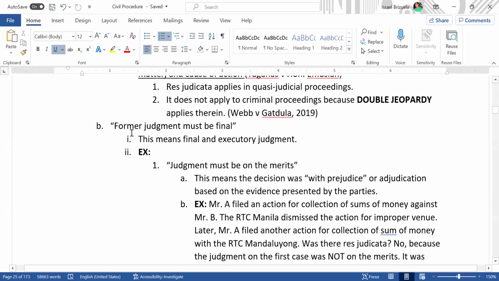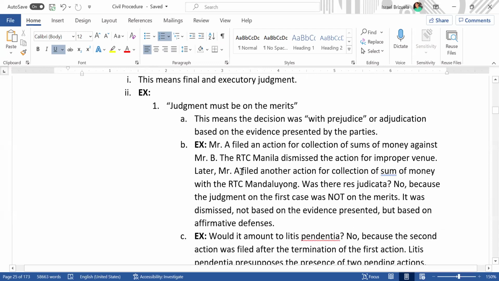So next would be former judgment must be final. This means final and executory judgment. Next, judgment must be on the merits. This means the decision was with prejudice or adjudication based on the evidence presented by the parties.